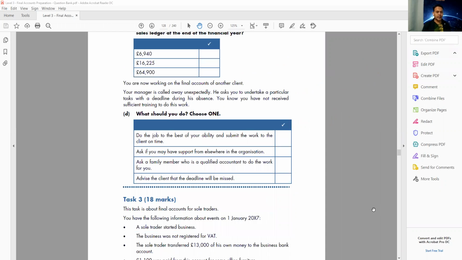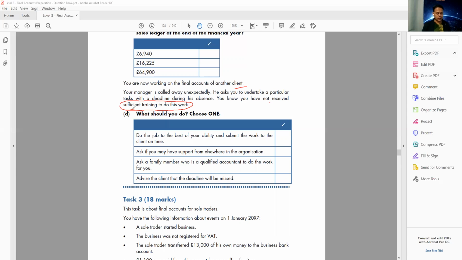The next question we have here. You are now working on the financial accounts of another client. Your manager is called away unexpectedly and asked you to undertake a particular task with a deadline during his absence. So he says, I'm going away for some reason, or a holiday, can you do my work? You know you have not received sufficient training to do that, maybe he just showed you once.